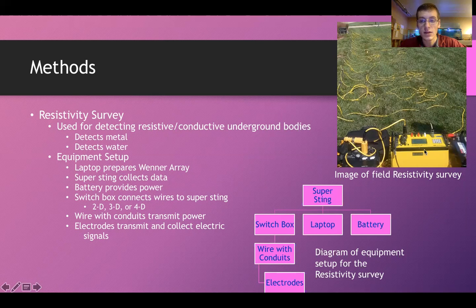The SuperSting is this golden device here. What it does is it receives the electric current coming from the wire here. It receives that current and translates it into data. And with that data, it will create an image of the underground area along this cross section. That then gets displayed on our laptop, and we're able to make an interpretation based off of that.